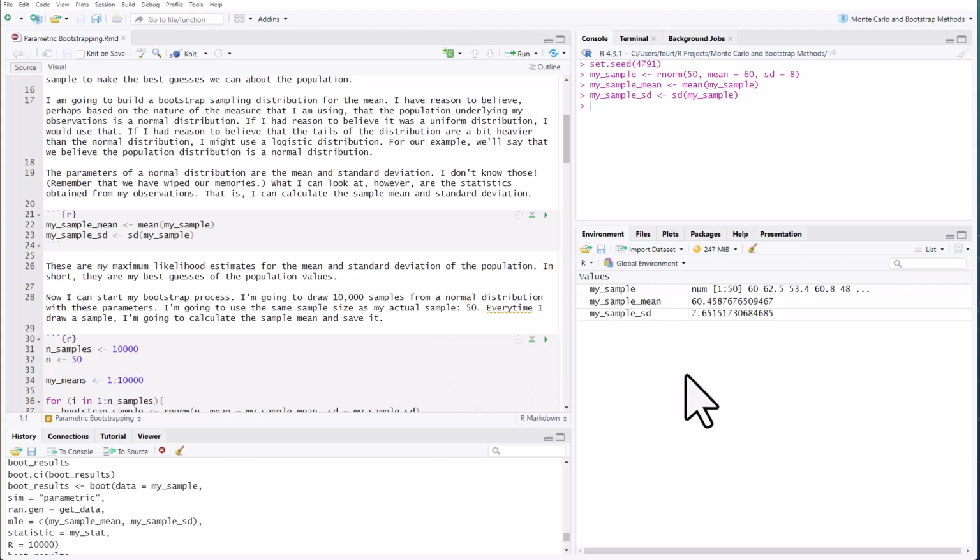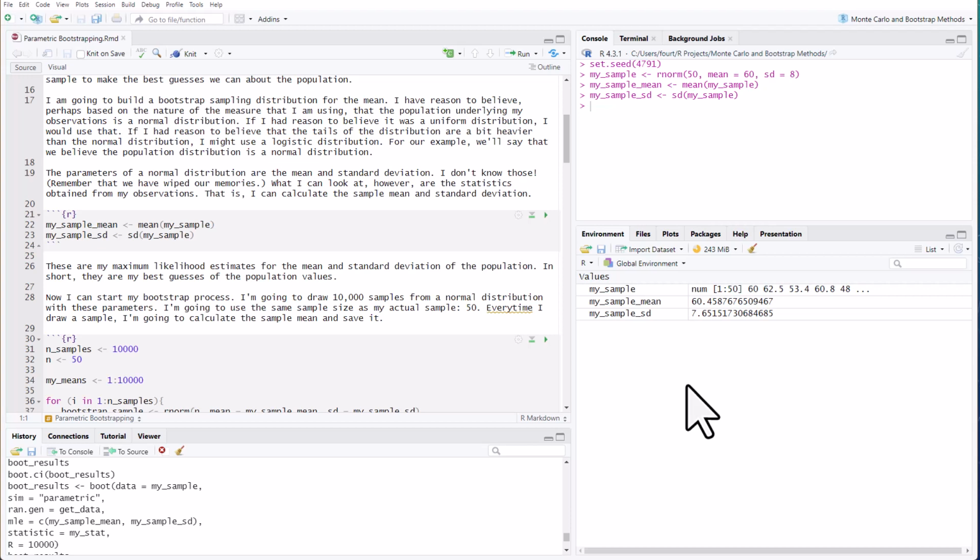And I see here I have a sample mean of 60.46. I have a sample standard deviation of 7.65. These are my maximum likelihood estimates for the mean and standard deviation of the population. Not only are they the statistics showing me what I obtained in my sample, but it is my single best guess of the mean and my single best guess of the standard deviation based upon the observations that I made. These are maximum likelihood estimates.